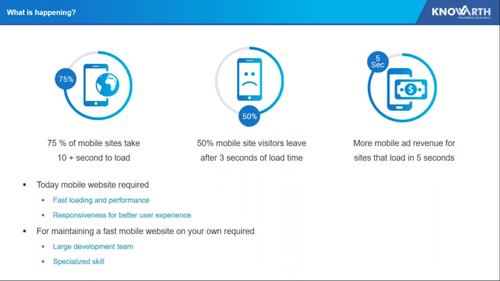So today's mobile websites require fast loading and performance. Performance is a feature. To the user, content and performance is everything, and performance is proportional to engagement. The better your site performs, the more users will be engaged with your website. It also requires responsiveness for better user experience, so your mobile website must be fully responsive. So what do you need? In order to maintain fast mobile websites, you need larger development teams and specialized skill sets. So what's the solution?